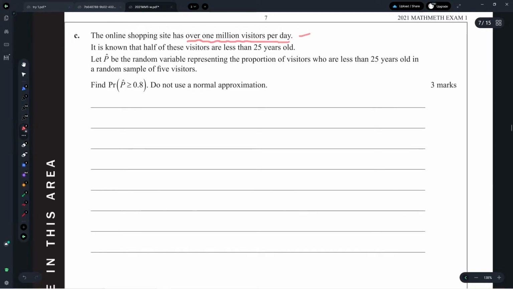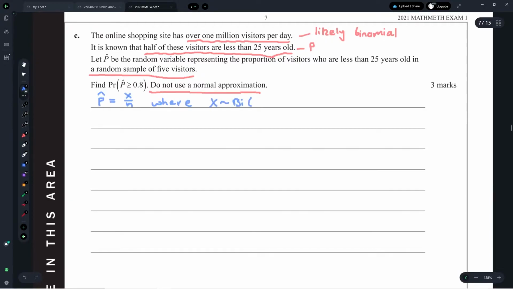Alright, here we have over 1 million visitors. That obviously already tells you it's binomial. P hat is equal to x on n. We know this. And we have to define the variable x we're going to use. So the sample space is 5 and the probability of success is a half. So we go from the probability of p hat greater than or equal to 0.8.